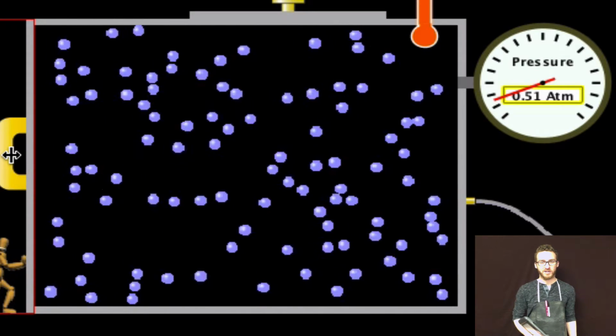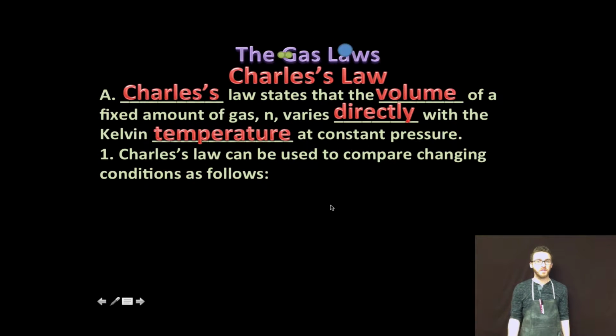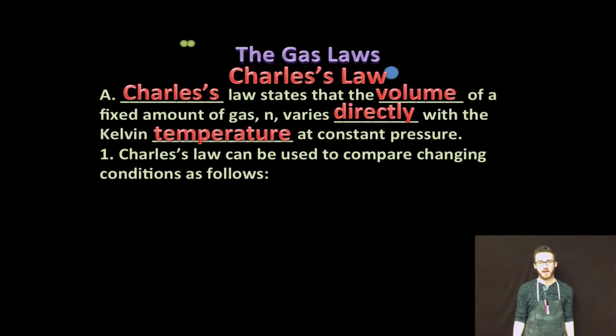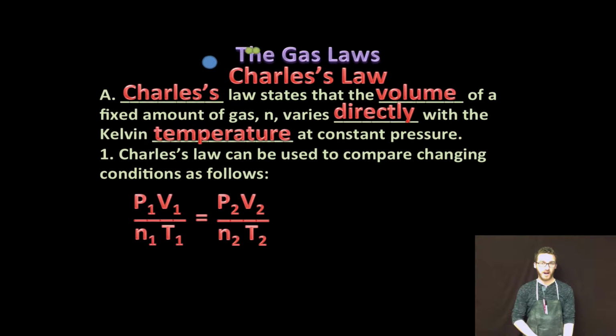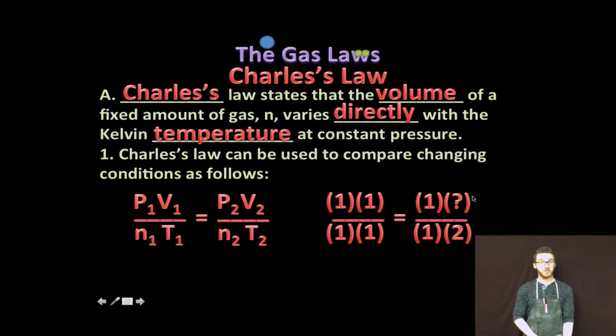Boyle's law. Charles's law. Another simplification of the combined gas law. This states that the volume of a fixed amount of gas varies directly with the Kelvin temperature at constant pressure. So now our focus is on volume and temperature. Again, start with the combined gas law. Now let's think about the relationship between volume and temperature when we hold the pressure and number of moles constant.